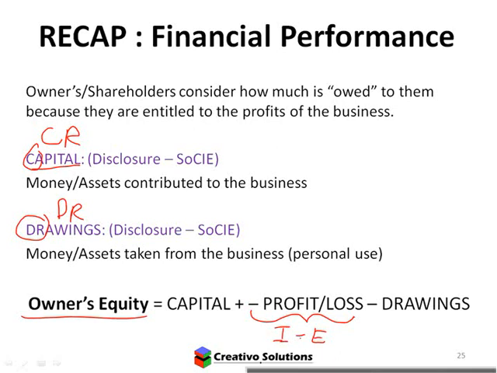Okay, the difference between income and expenses gives you profit. Right, and that's why equity is those 4 accounts: the C, the I, the E, and the D. Okay, and we saw that earlier when we looked at the accounting equation. Right, those 4 make up owner's equity.